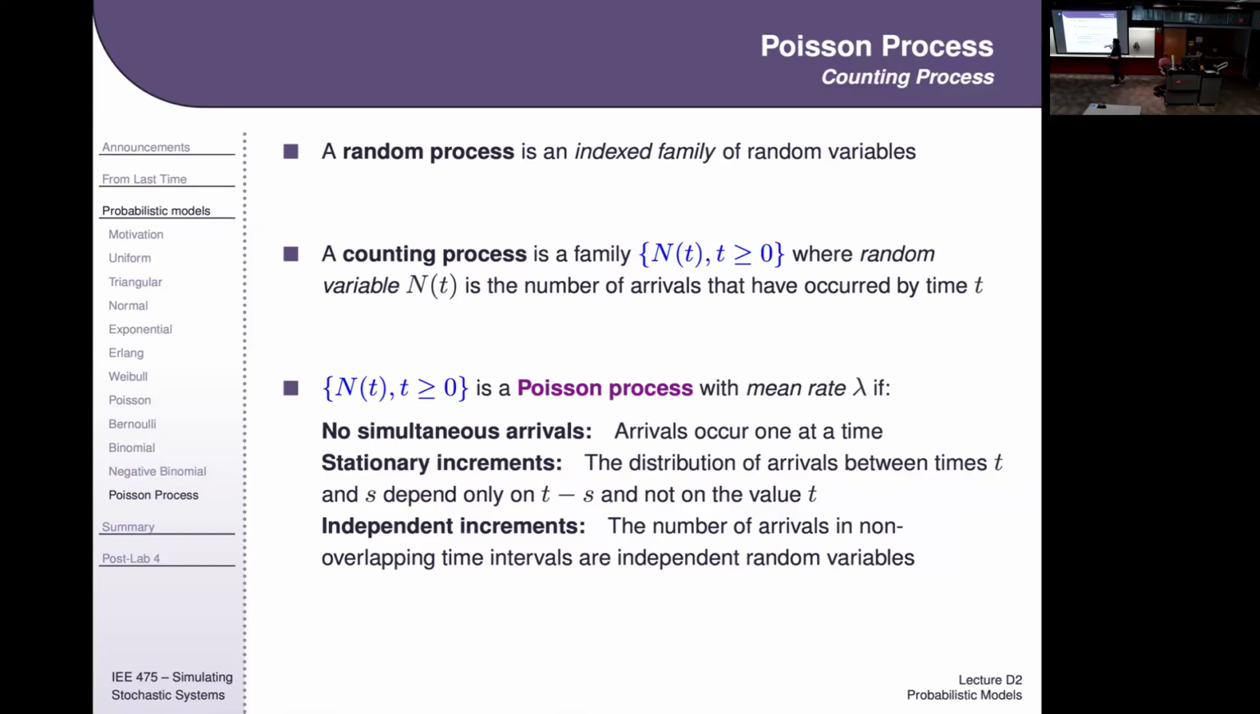Stationary increments. What we're saying here is that the distribution of arrivals between times t and s only depends on the distance between them. So we don't actually care about what time t is or s is, only the distance between them. We're saying that larger intervals are going to collect more arrivals than smaller intervals. That's all it's saying here. It doesn't matter where the interval is, it just matters how big it is.